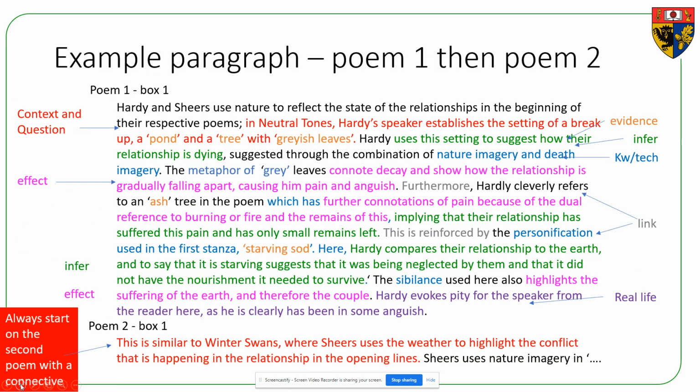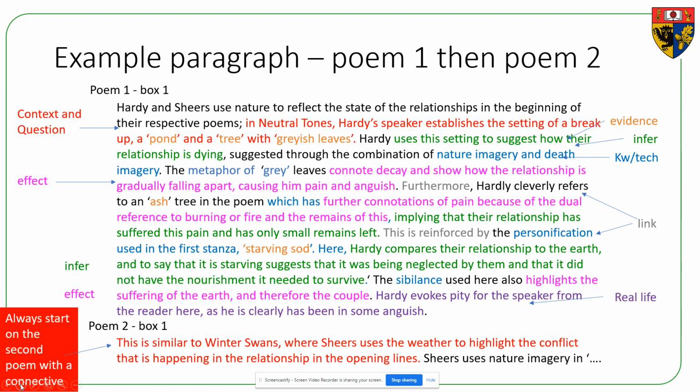Okay, so once again, here's an example paragraph using poem 1, which is Neutral Tones, written by Thomas Hardy. So there's an example paragraph on here in case you need to. Always remember that when you move on to the second poem, always start with a connective, and remember to look carefully and think carefully about whether they are similar or different. So always open that second paragraph with however, similarly, this is contrasted in, Shears creates contrast to this when, etc. So make sure your connectives are the first thing that you do, but then follow it up with, again, that link to the question and where you are in the poem.